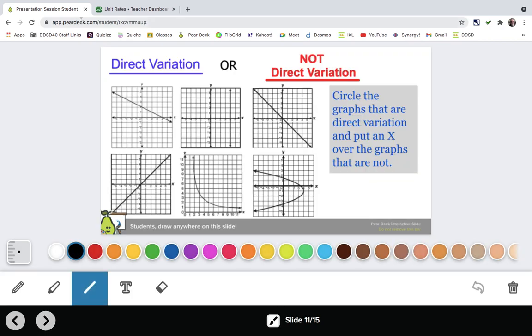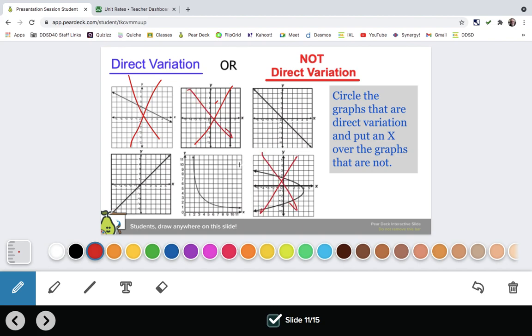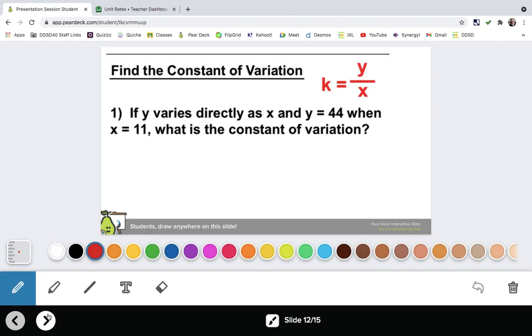That happens sometimes. All right, this is not direct variation because it doesn't go through the origin, not a straight line, or through the origin. So this is a yes, and this is a yes. Those are graphs of direct variation. And this one was a skip. We'll get back to it next year.